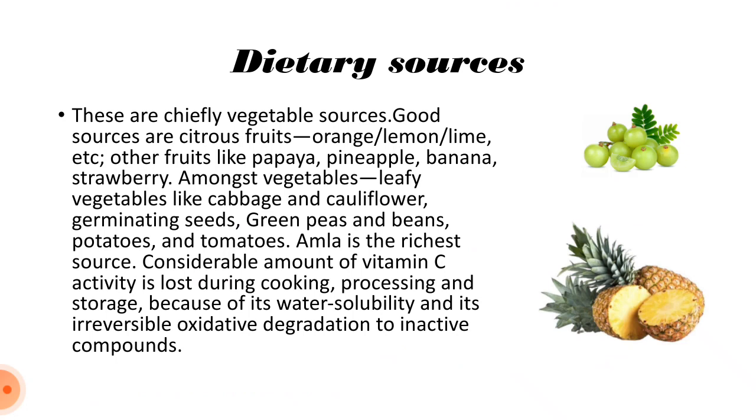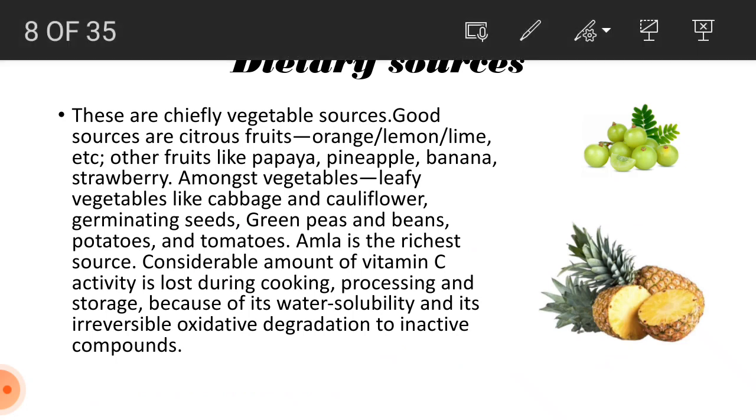Dietary sources. These are chiefly vegetable sources. So mostly vegetables are the main suppliers of vitamin C. Good sources are citrus fruits, for example orange, lemon, lime, etc. Other fruits like papaya, pineapple, banana, strawberries are also helpful in supplying vitamin C. Amongst vegetables, leafy vegetables like cabbage and cauliflower, germinating seeds, green peas and beans, potatoes and tomatoes are also good sources of vitamin C. Amla, as we all know, and we need to keep this in mind, is the richest source of vitamin C.